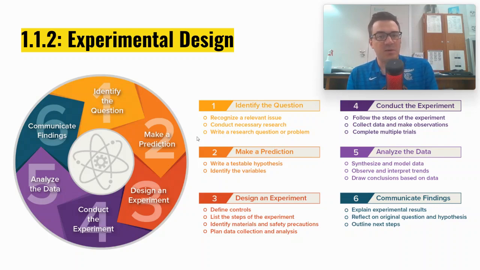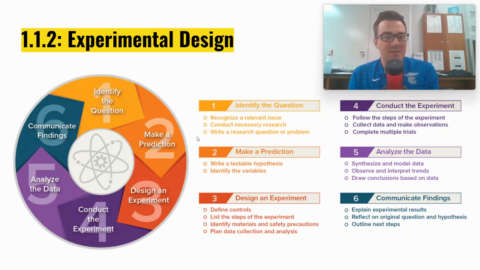Then comes design an experiment. This is where we're going to define our controls and our control groups, as well as any variables that need to be kept constant or controlled. We're going to list the steps of the experiment out. We're going to do that very diligently and have a detailed procedure, identifying any materials and safety precautions, planning for data collection and analysis.